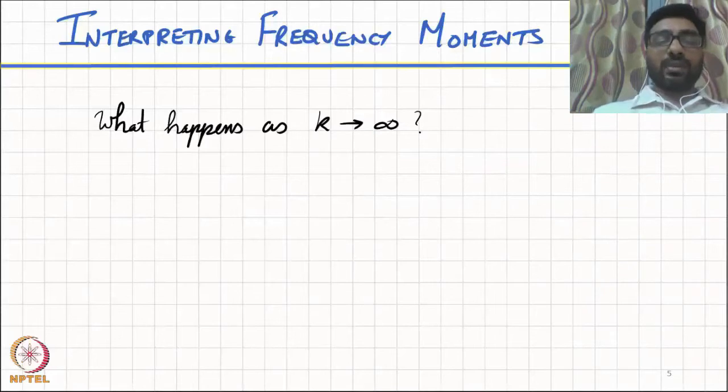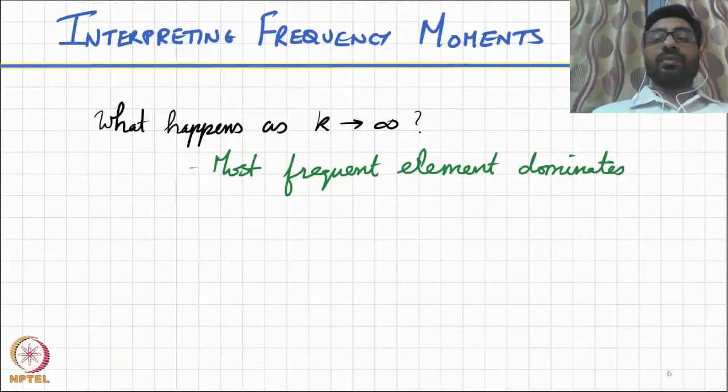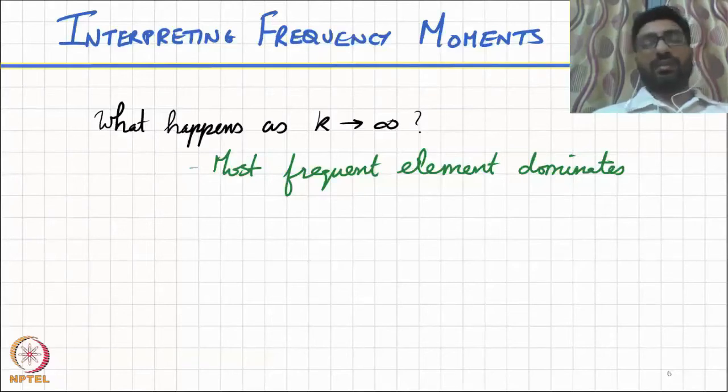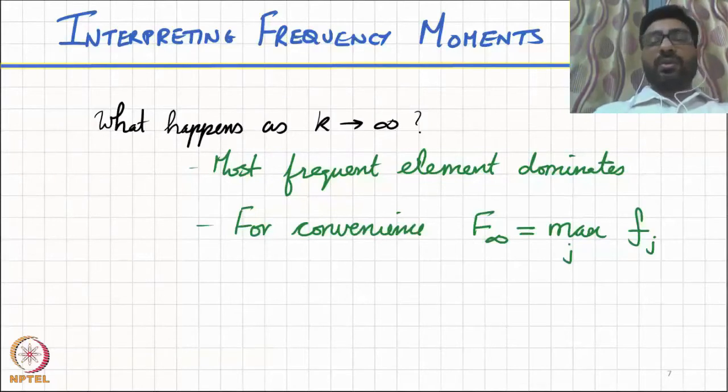So what happens as k tends to infinity? Notice that the kth frequency moment, when k tends to infinity, will be dominated by the most frequent term, because the fj corresponding to the most frequent term, say j, will be raised to the power infinity, and that quantity is going to be larger than the other frequencies raised to the infinity. Well, we're talking about k as it goes towards infinity. And so based on this intuition, what are we going to do? We're just going to conveniently redefine F infinity, the infinity frequency moment, as just the frequency of the most frequent item.